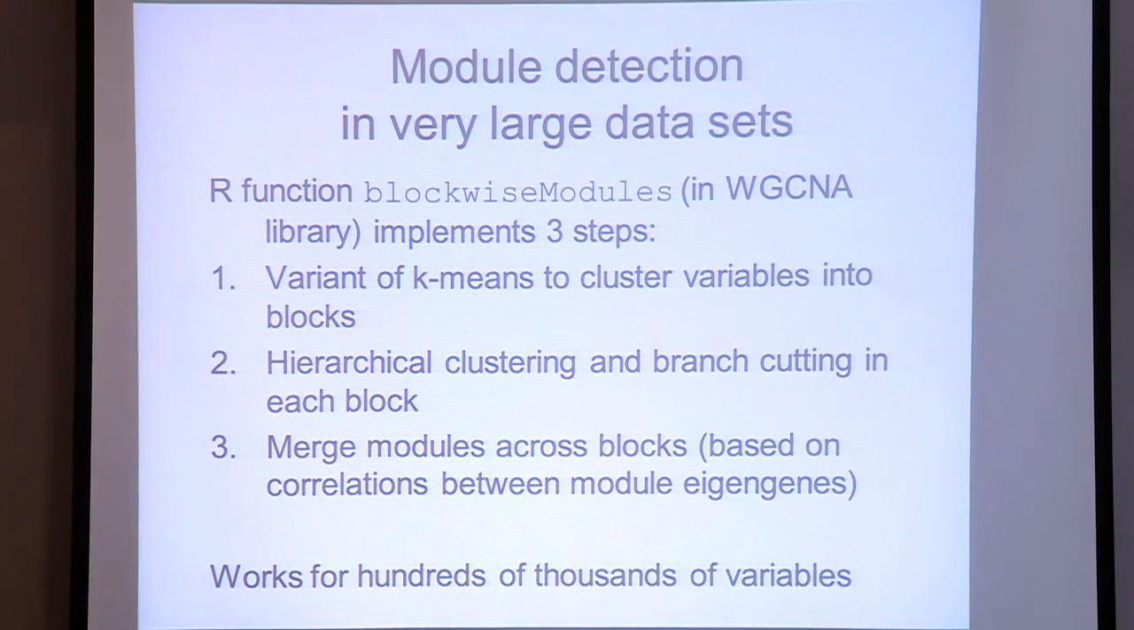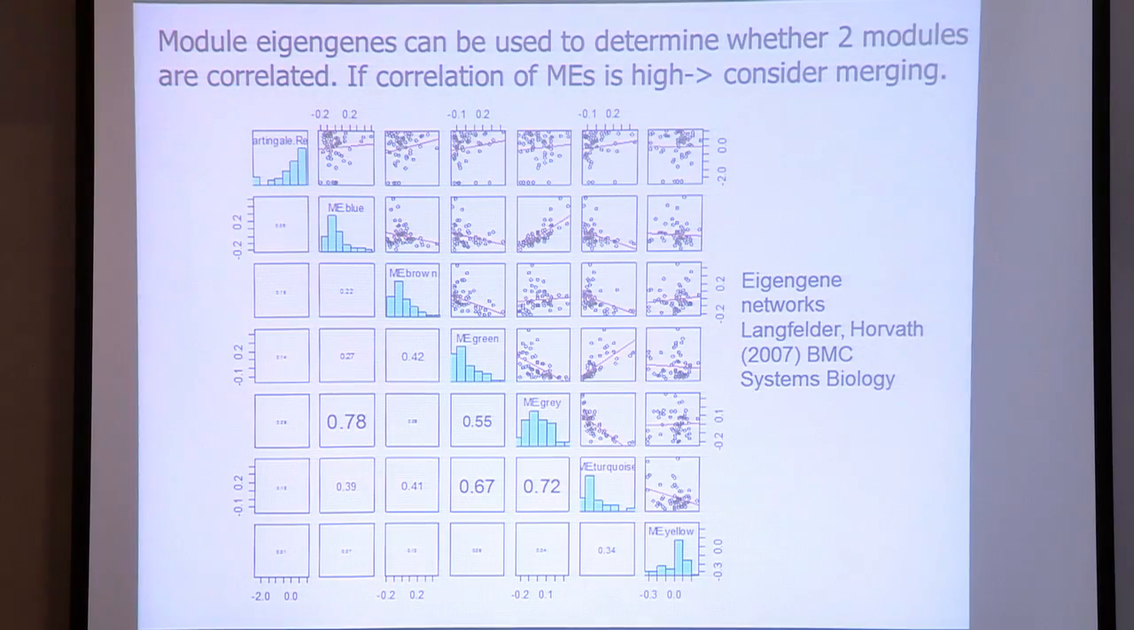Steve? Yes? Can you back up one, please? What would be your interpretation of a high correlation to gray? If gray is the unconnected transcripts, but it's correlated to blue, what would that tell you about blue?